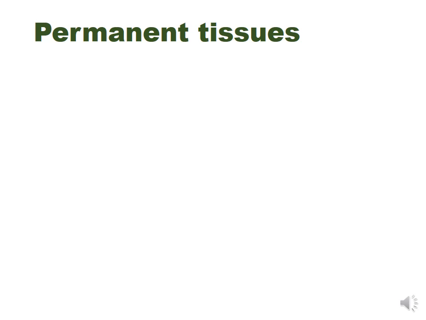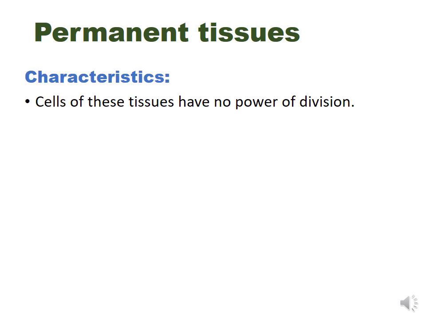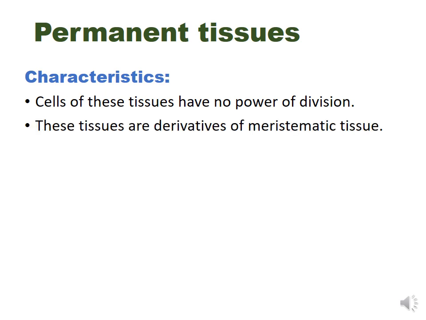So now the other type of plant tissue is the permanent tissue. The cells of these tissues have no power of division. And interestingly, these tissues are derivatives of meristematic tissue. So permanent tissues derive from the meristematic tissue.